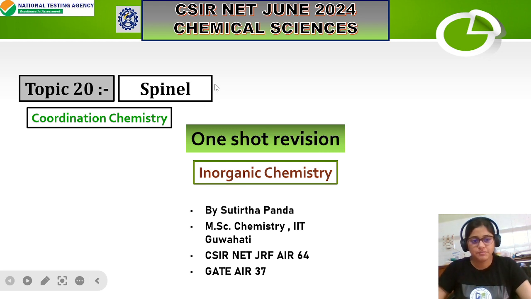So this is topic number 20, and for topic number 20 I have chosen spinel. This is an important terminology from coordination chemistry. You have to have an idea about what the structure of spinel is, for which crystal structure we call it a spinel, what the types of spinel are, and how we can define for a particular example what kind of spinel this is.